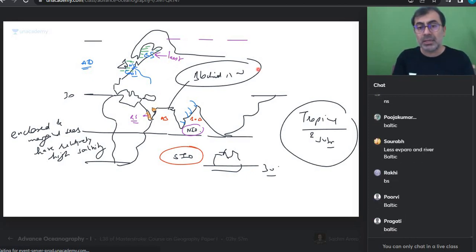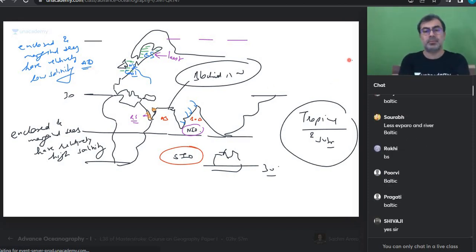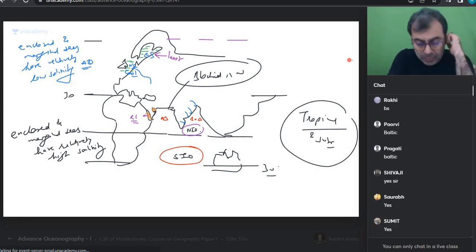Because here the factor is not of heating, here the factor is of cooling. So can I say in these latitudes enclosed and marginal seas have relatively low salinity compared to the open ones. Has the thing reversed? Spatial variation, can you show through examples also? Yes.